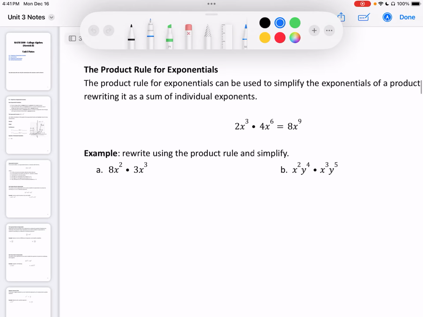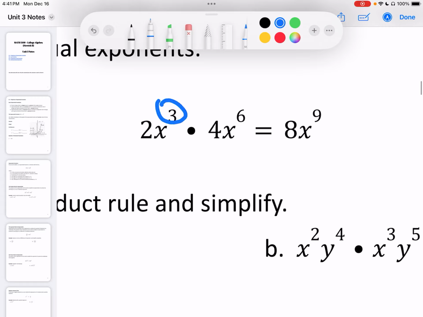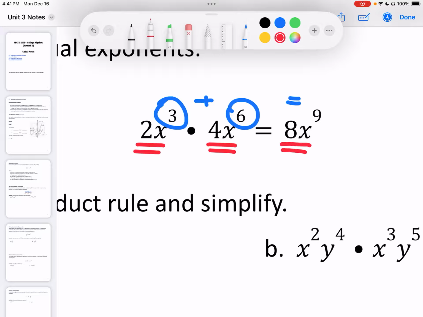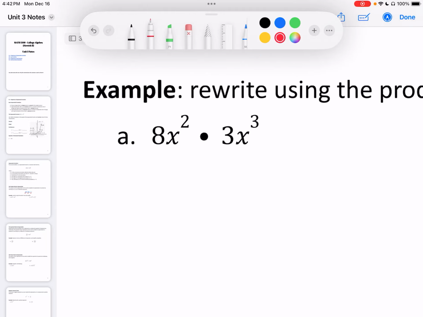The product rule is when you have two expressions being multiplied and those expressions have exponents, those exponents are going to add up. Okay. So notice that we have the 3 and the 6, and notice that we add those to get 9. Whereas the normal stuff, the stuff that is not the exponent, just continues to multiply as you would normally multiply.